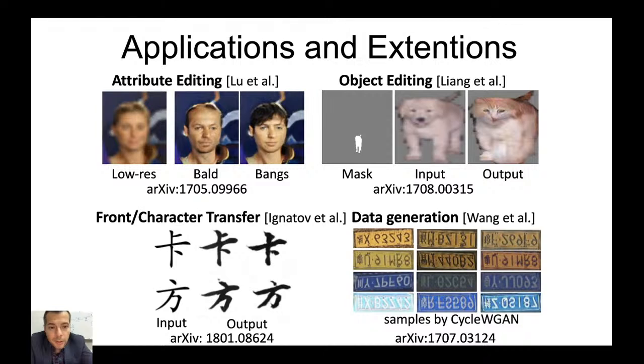Okay, so we also have applications in object editing. You get some shape of an object, you get the input, and you can transform it into a cat. In addition to doing translation, you also add this mask into the equation, so you make sure that the network acts only on the object that is in the defined mask. You can also use it to generate images with different attributes.